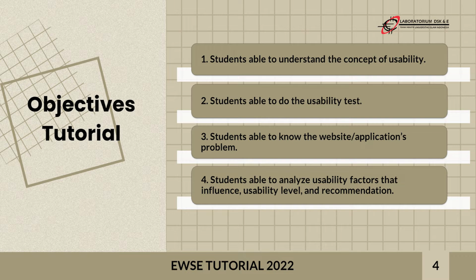The third one, student able to know the website or application's problem. It can be focused on product, software, or web usability. Limitation on this tutorial focus on website and application. And the last one, student able to analyze usability factors that influence usability level and recommendation.